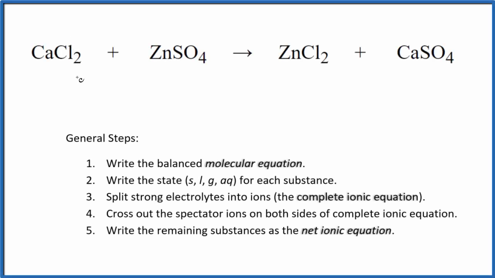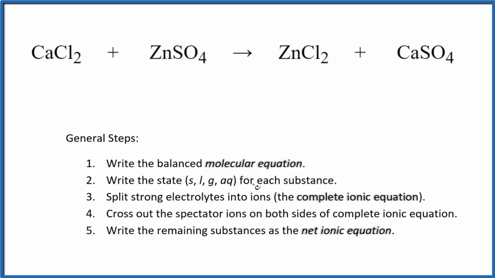In this video, we'll write the balanced net ionic equation for CaCl2 plus ZnSO4. This is calcium chloride. This is zinc sulfate. So the first thing we do with these net ionic equations, we have to balance the molecular equation. This is the molecular equation. It looks like it's already balanced, so that's kind of nice.